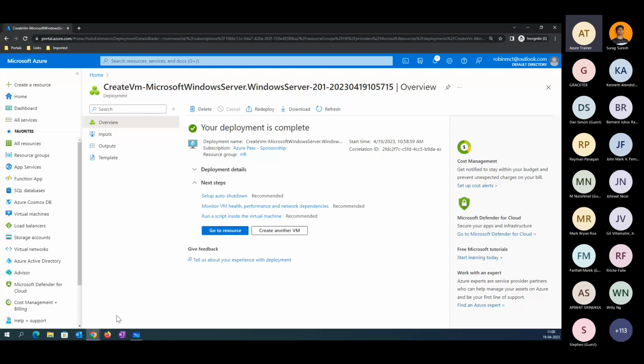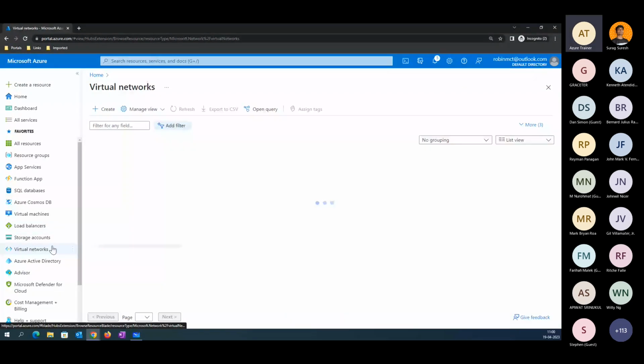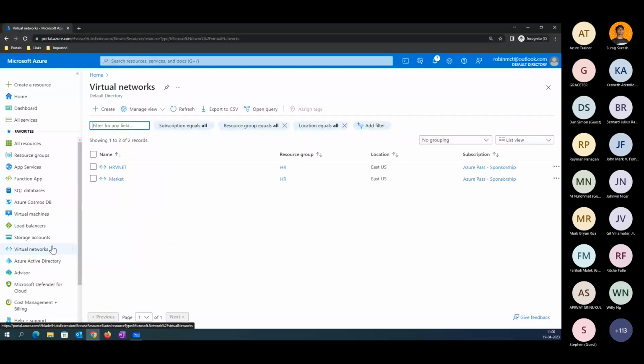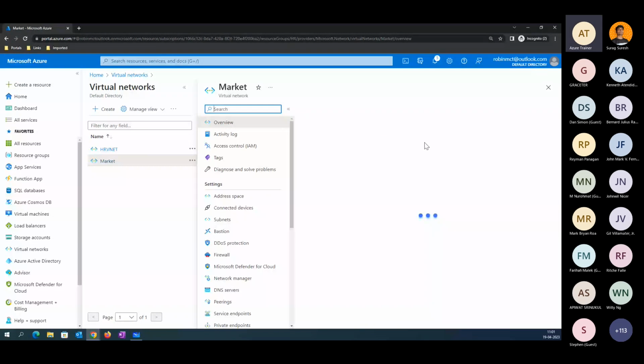Deployment has been completed now. If you go to the virtual network, you may notice there is one more VNet created, and the name it's been given is market. Market is the name. You can see there is a market VNet created here, and the address range for this market VNet is 10.1.0.0/16.